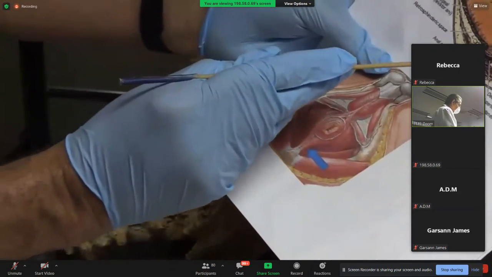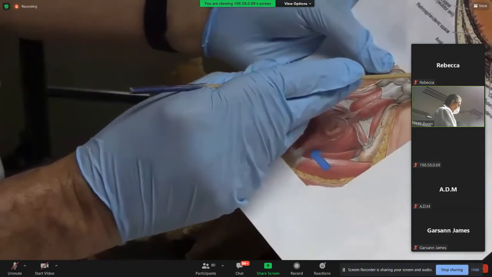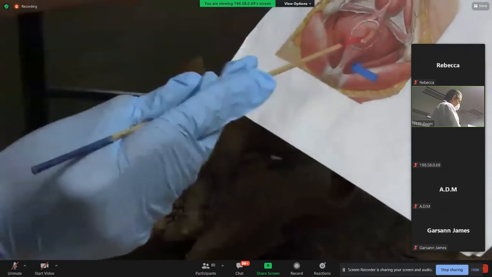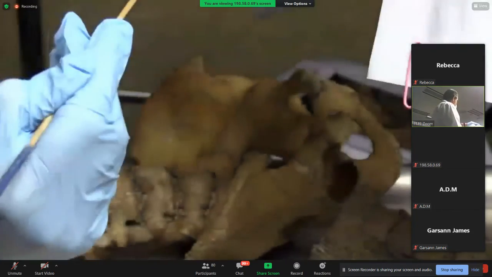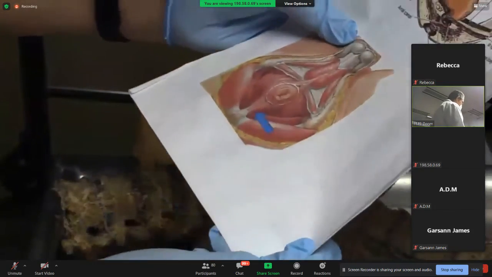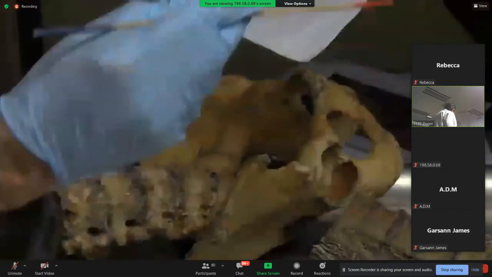Right? Subcutaneous part, sorry, just under the skin. It's right here, right on the skin of the verge of the anus. Right, okay, so three parts.